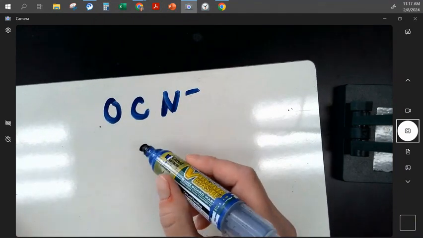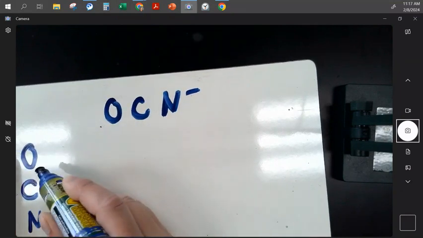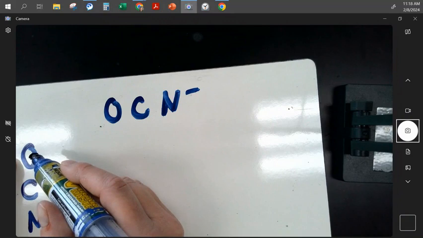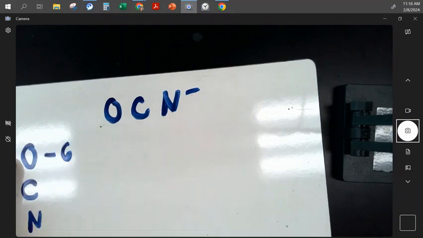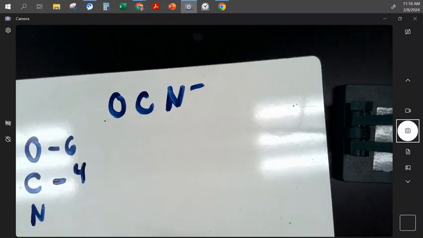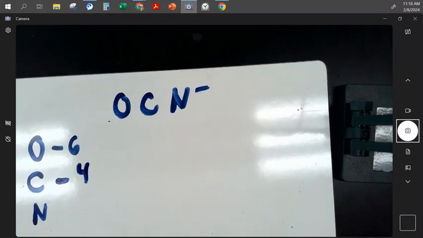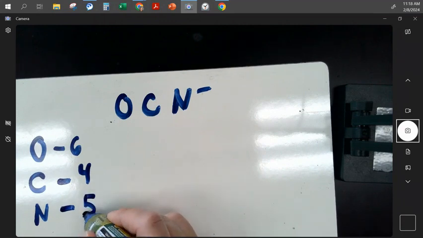The first thing I'm going to do is count how many valence electrons I need to show. Remember, we're talking about valence electrons, not total. Oxygen is 6. We count the column, skipping the transition metals: 1, 2, 3, 4, 5, 6. Oxygen's column always has 6. Carbon's column always has 4 valence electrons. And nitrogen is 5.